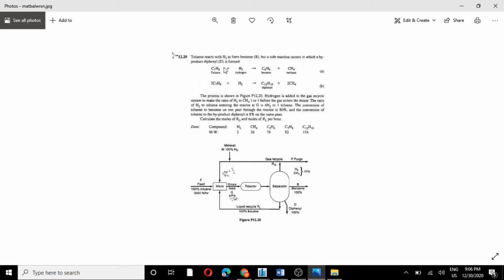in which a byproduct biphenyl is formed. So this is the first reaction where the benzene is formed, and this is the second reaction where the biphenyl is formed. This is biphenyl, not diphenyl. So the process is shown here in this figure.